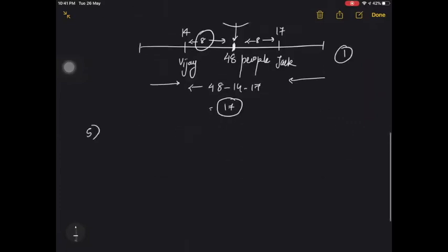Let's go to question number 5. Study the information given below. A plus B means A is the daughter of B. A minus B means A is the husband of B. A into B means A is the brother of B.